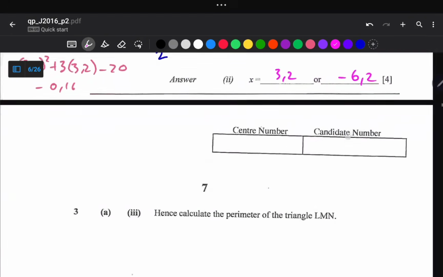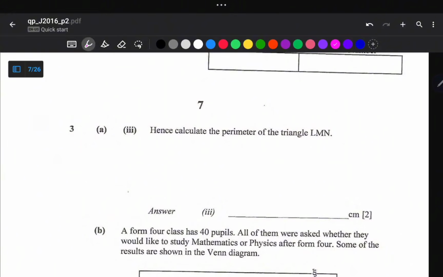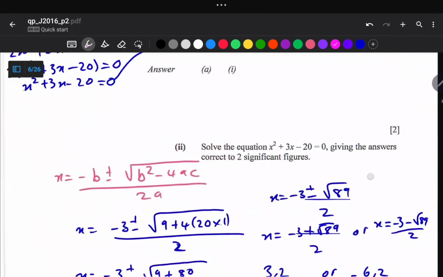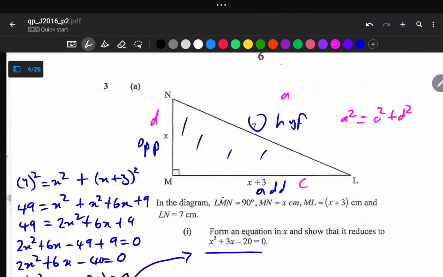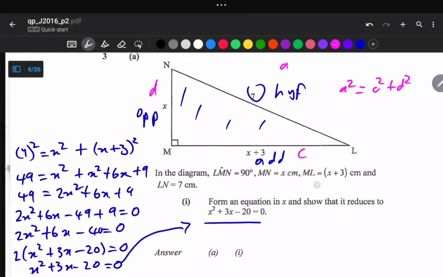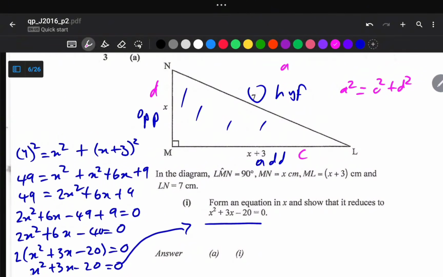Okay, so let us proceed, and in this part of our question we are required to calculate the perimeter of the triangle LMN. So this is our triangle, and we are required to calculate the perimeter, given that x is equal to 3.2, because we do not have a negative value for length. So our x is only 3.2.